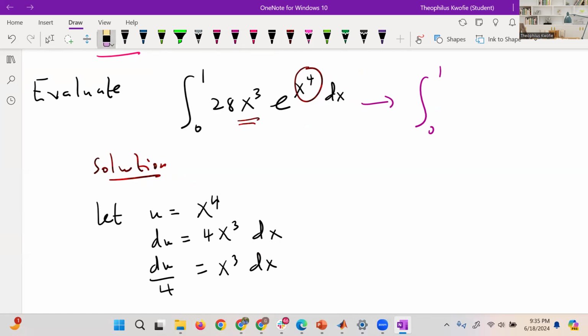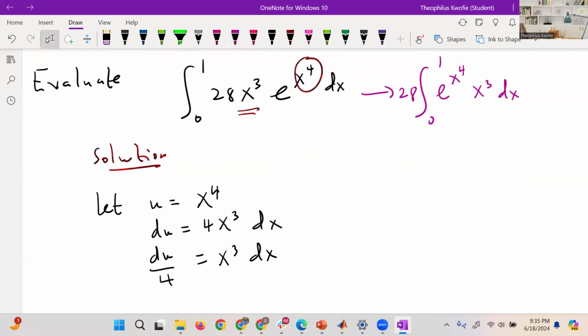Or you can also pull the 28 outside. Okay, so we can put it outside, then we have e to the power x to the power 4, then x to the power cube dx. Once we have this, the situation becomes easy, right? Our situation is easy. And over here we could have done something, but I didn't want us to worry so much about that.